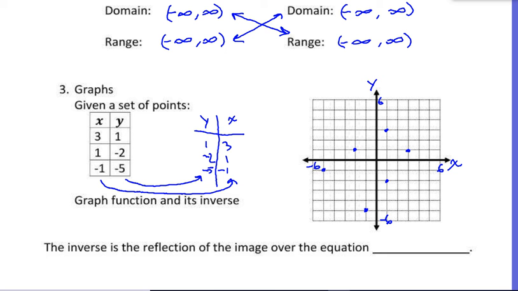And maybe I'll do a different color, orange. So we'll do the inverse in orange so that it'll stick out a little bit more. And this is now the orange x and the orange y, the old x and y's when switched. As you look at this graph, answer this question. The inverse is the reflection of the image over what equation? So what line is the reflecting line here on the graph? And then what is its equation?